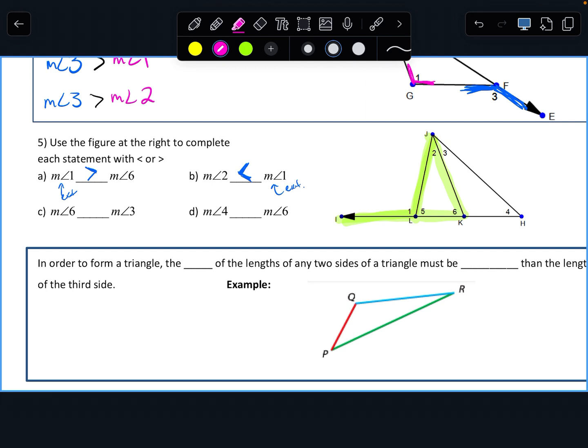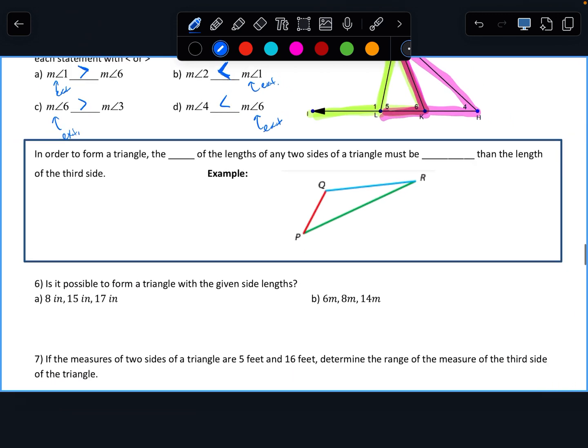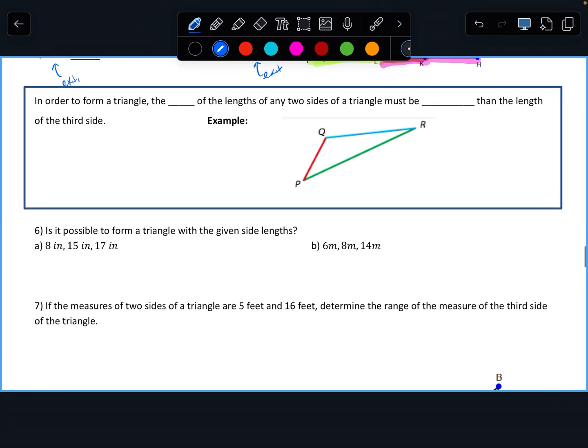Next one. Now we're doing 6 and 3. So here's 6, here's 3. Do you see the triangle? There you go. 6 is the exterior, so those are going to be greater. All right, so that's it.